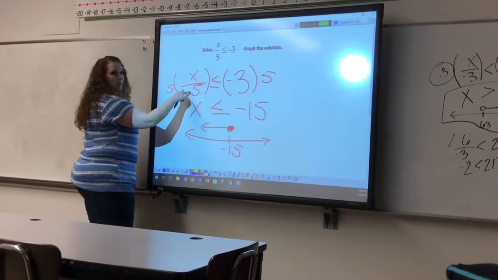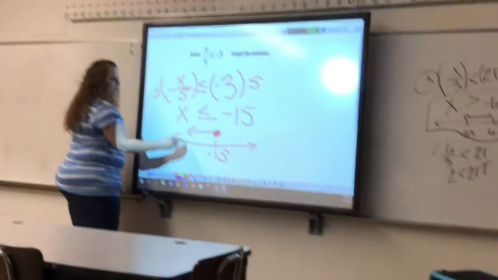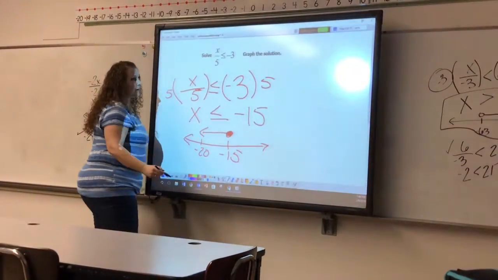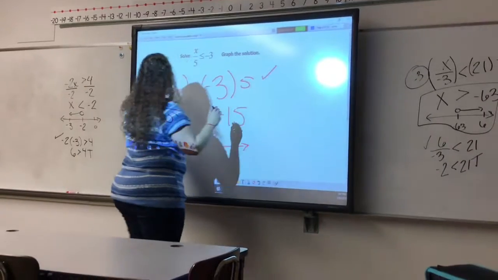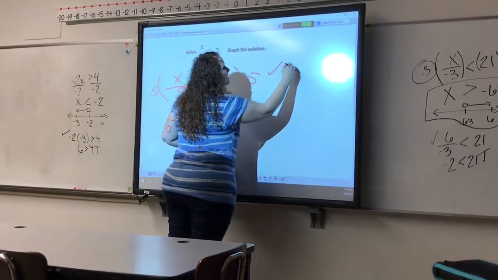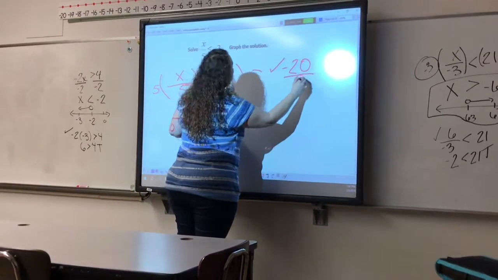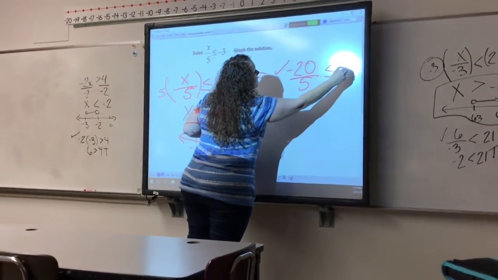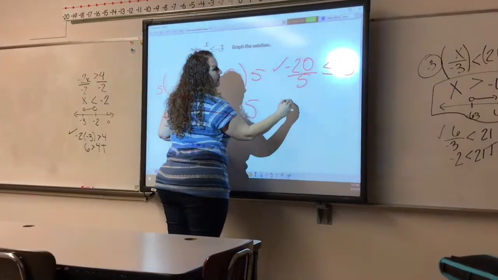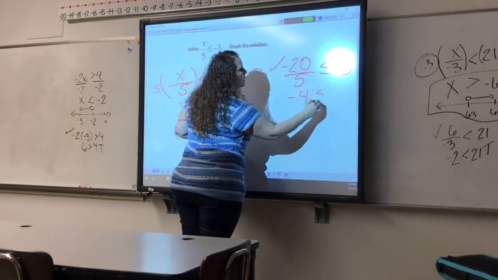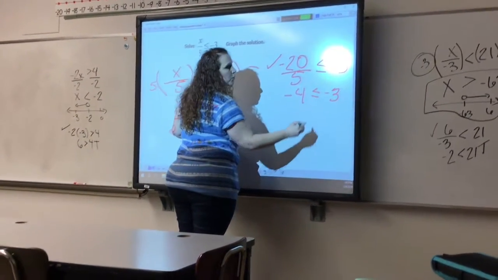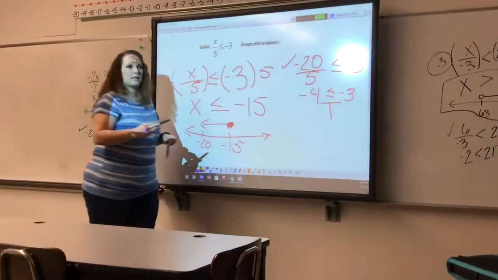Negative 16. Well, let's pick a number that's divisible by 5. Negative 20. That will make it easier so you're not dealing with fractions, right? So you go back to your original problem and substitute in the number you chose for your variable. Negative 20 divided by 5 is less than or equal to negative 3. What's negative 20 divided by 5? Negative 4 is less than or equal to negative 3. Is that true? Yes. So we did it correctly.